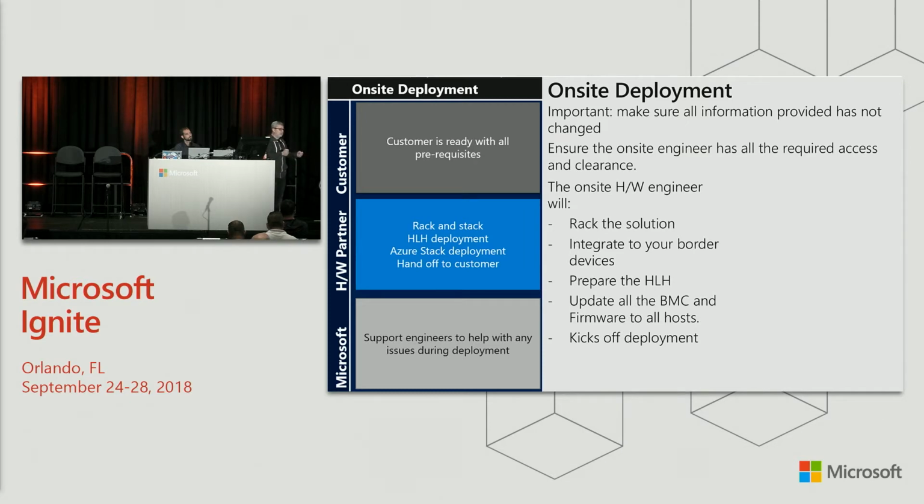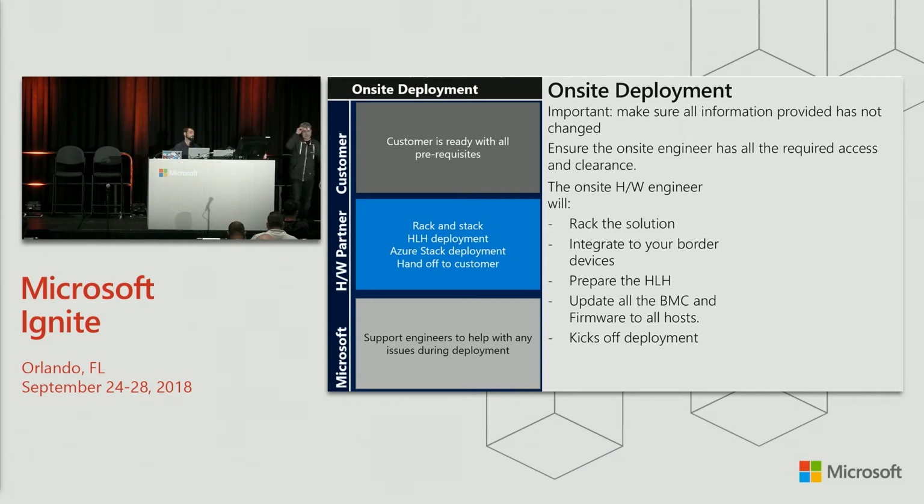So they will take that network config file. They will blast it into the switch, and then from there they will start to do the connectivity between the switch and the border device. And once this is done, then they will start working on the HLH.